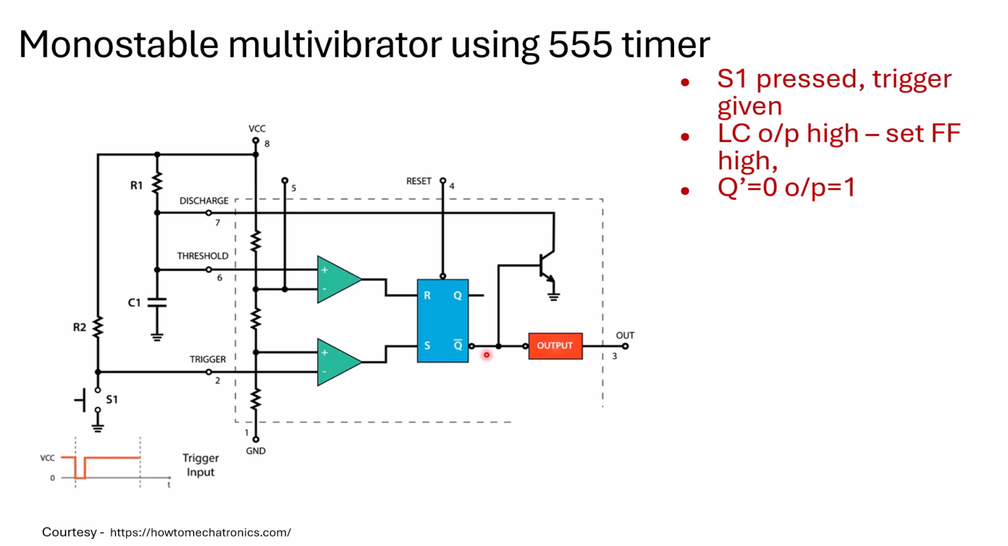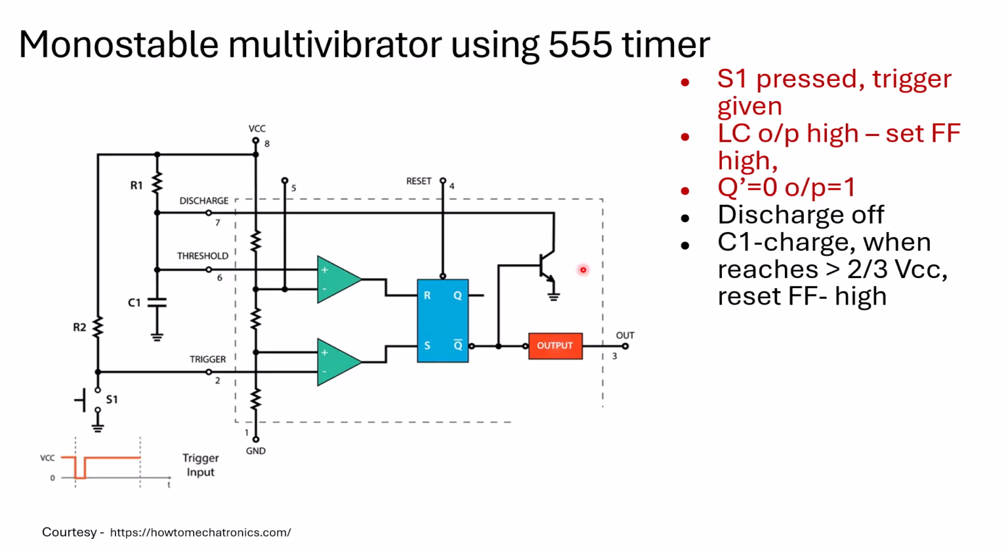So Q dash is 0. When Q dash is 0, you can see that this discharge transistor will also be 0. So discharge will be off. This transistor is no more in conduction mode, so discharge will be off. When the discharge is off, your capacitor will try to charge because no current flows here. So current flows through the capacitor and the capacitor will try to charge through the resistance R1. So the capacitor will be continuously charging.